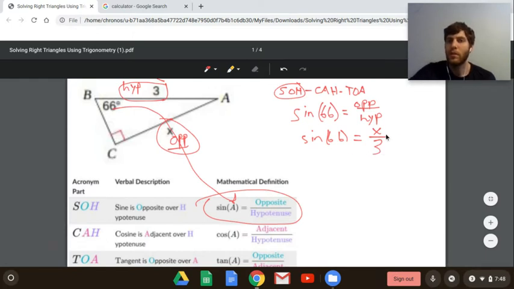And then we're simply trying to solve for x. So here we're going to try and get x by itself. In order to do that, we need to multiply by 3. Right now we have x divided by 3, so we have to do the inverse operation, which is multiplication. So we multiply both sides by 3, and we get 3 times the sine of 66 equals x. So we go over to our calculator.